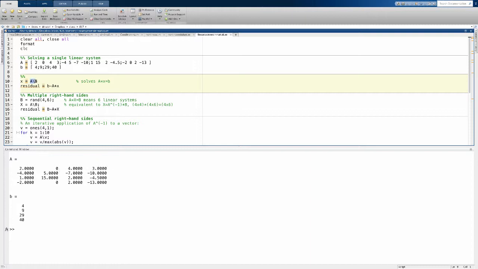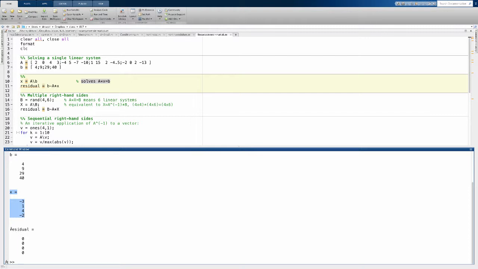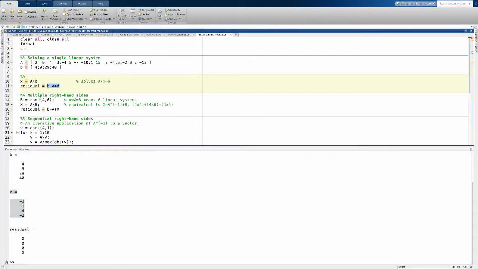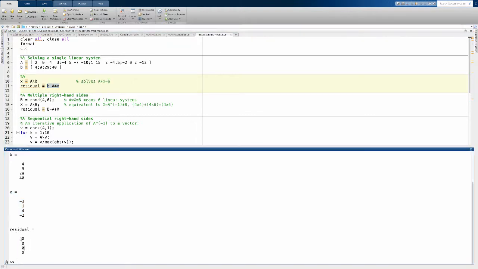So here's the syntax for doing it in MATLAB. A backslash b. That's equivalent to solving the system A times x equals b. And you see that we get the answer here. And in this case, the difference between the two sides, b and A times x, is actually 0 because the answer was integers, so the machine got them exactly right.